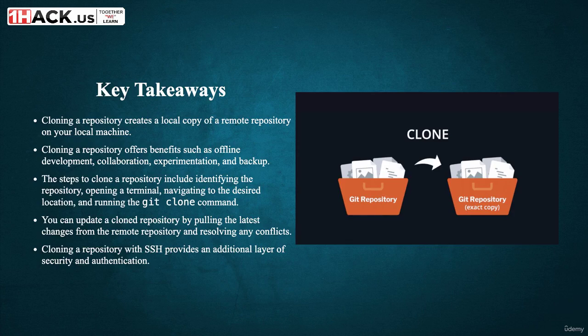The steps to clone a repository involve identifying the remote repository, opening a terminal or command prompt, navigating to the desired location, and running the git clone command with the repository's URL. Once you have cloned a repository, you can update your local copy by pulling the latest changes from the remote repository and resolving any conflicts that may arise.